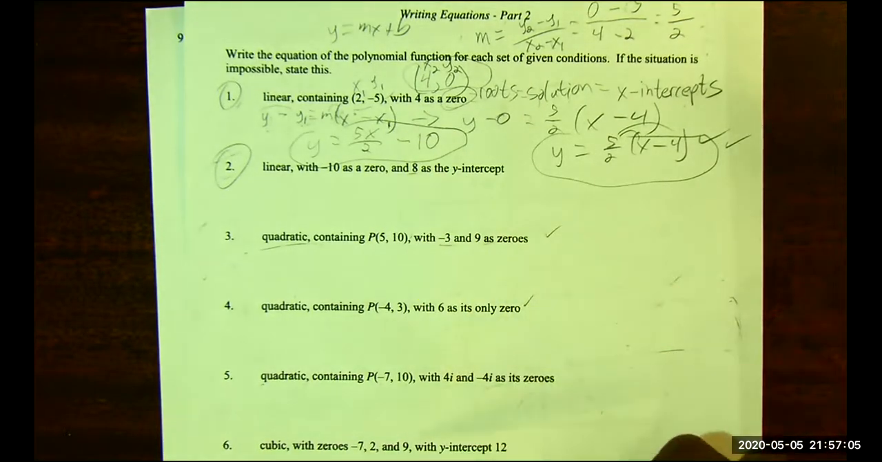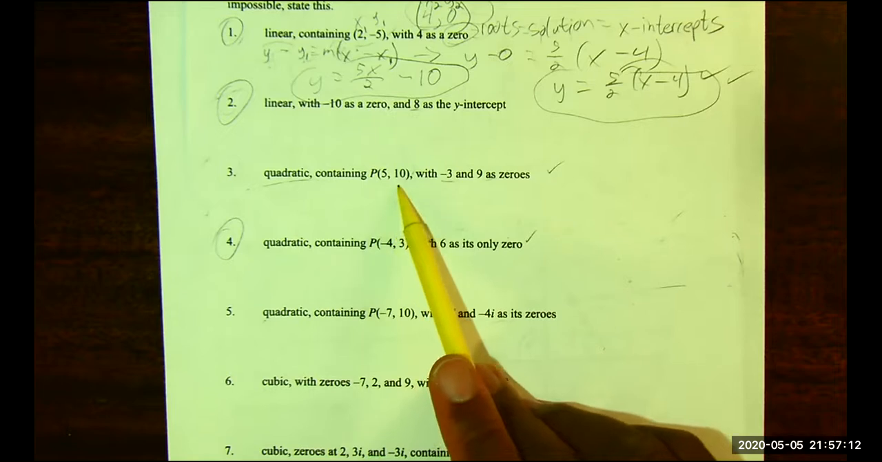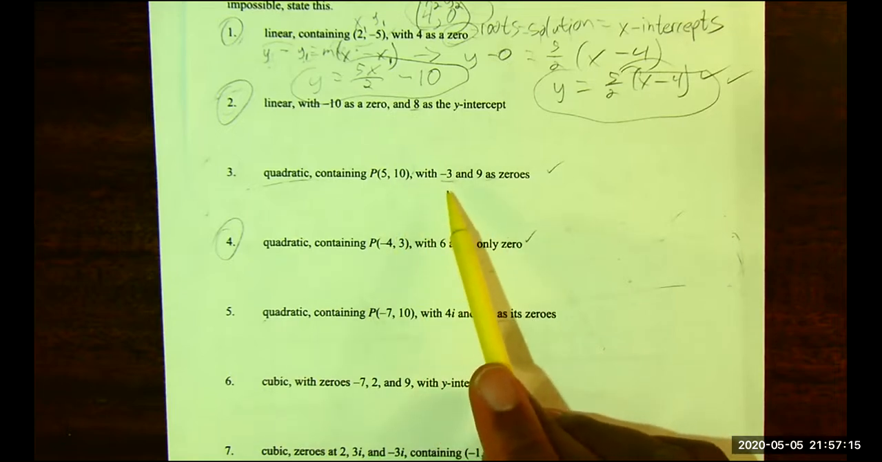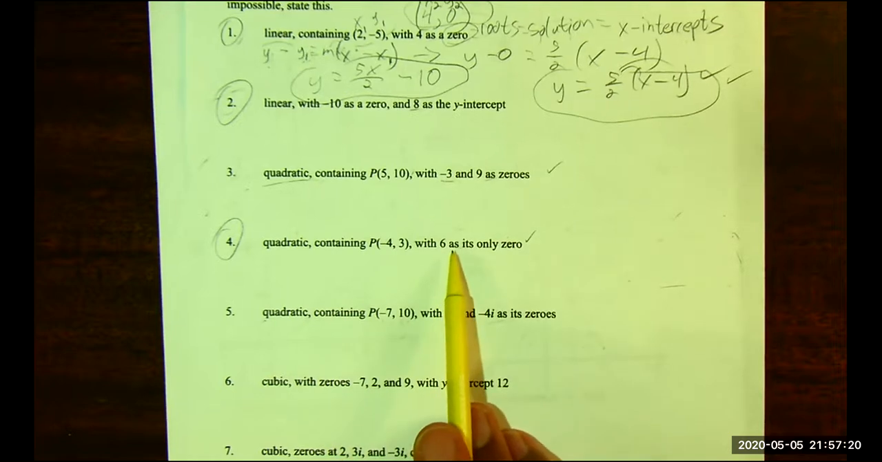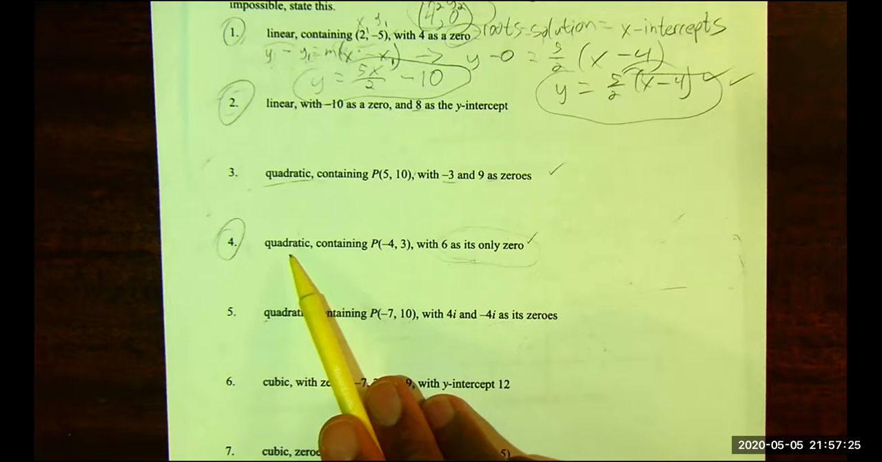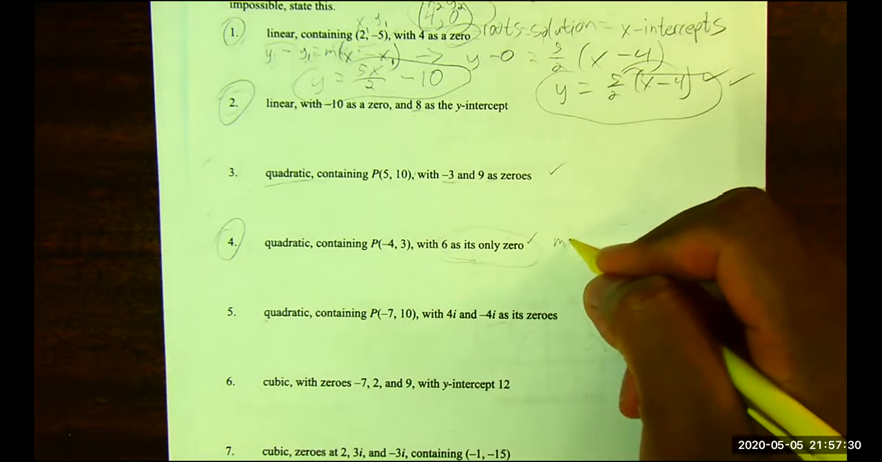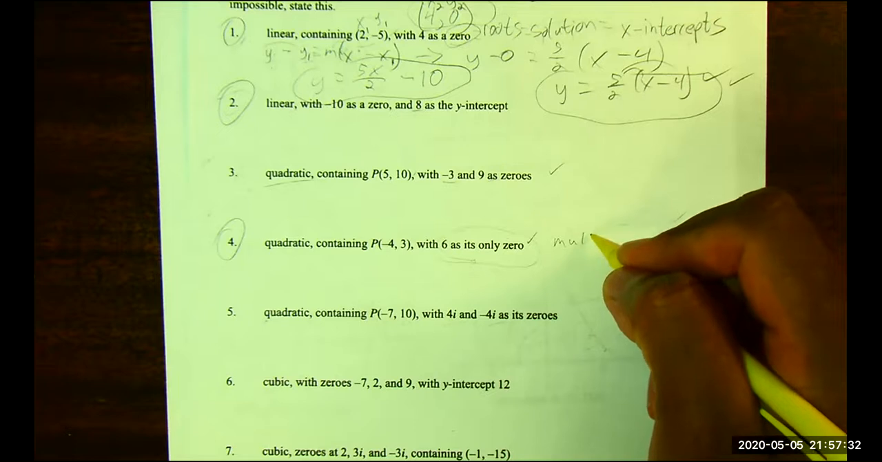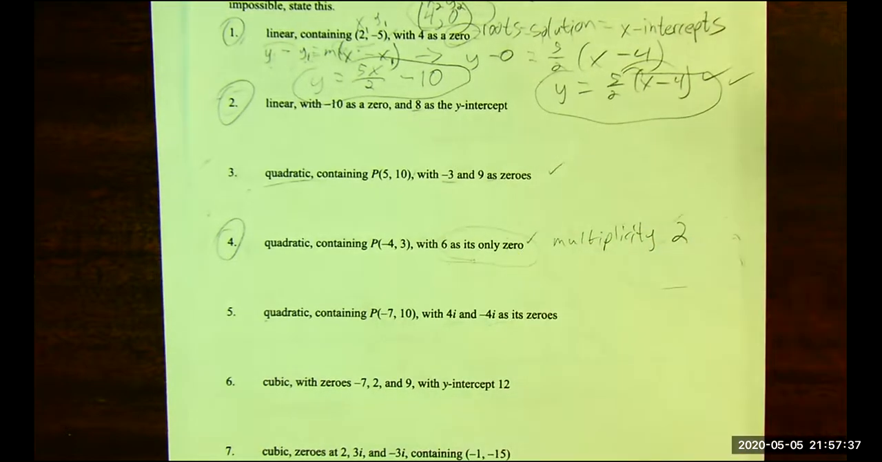6 says it's only 0. I'm going to do 4 for you, and I'll leave you to do 3 on your own. Contains this point, and it has 2 zeros, but we know quadratic equations always have 2 zeros, so there's nothing to that. But I'm going to do this because 6 is its only 0, but because quadratic equations are squared, hence the degree is 2, this has to be a root of multiplicity 2. Because it has to have 2 solutions, even if that solution is multiplicity 2.